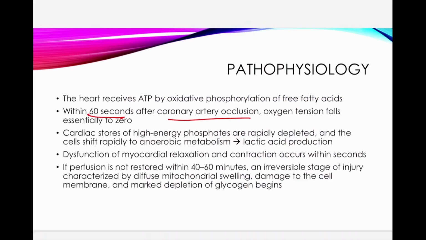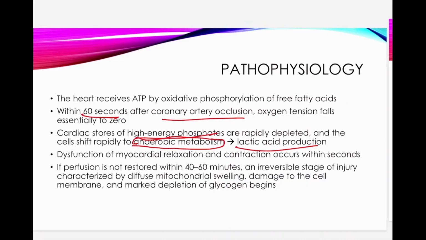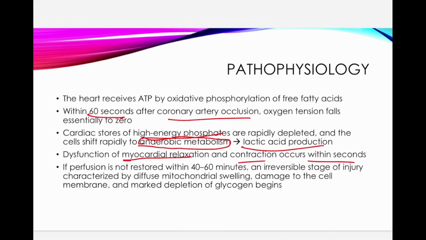So we have our cardiac stores of these high energy phosphates that help to replace the phosphate on that ATP cycling all the time. So we shift to an anaerobic metabolism, and whenever you hear anaerobic metabolism, think lactic acid. That's the byproduct of anaerobic metabolism. What does lactic acid also cause in your muscles? Soreness and pain. So you're getting lactic acid building up in the cardiac muscle, causing the pain there as well. Dysfunction of myocardial relaxation and contraction occurs within seconds.